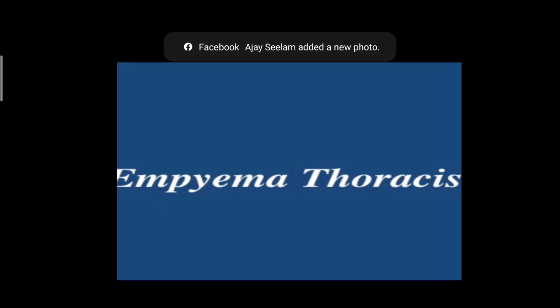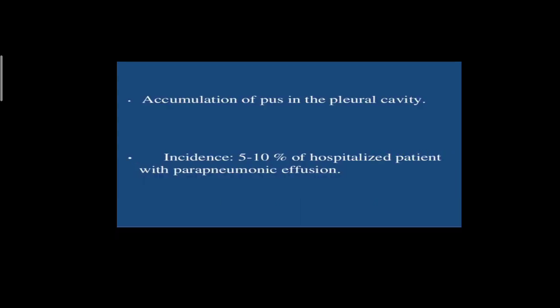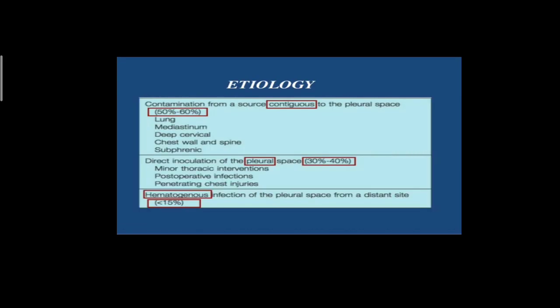Now empyema thoracis: accumulation of pus in the pleural cavity. Incidence is 5 to 10% of hospitalized patients with parapneumonic effusion. Etiology: contamination from a source contiguous to the pleural space. 50 to 60% are from lung, mediastinum, deep cervical, chest wall, and spine.